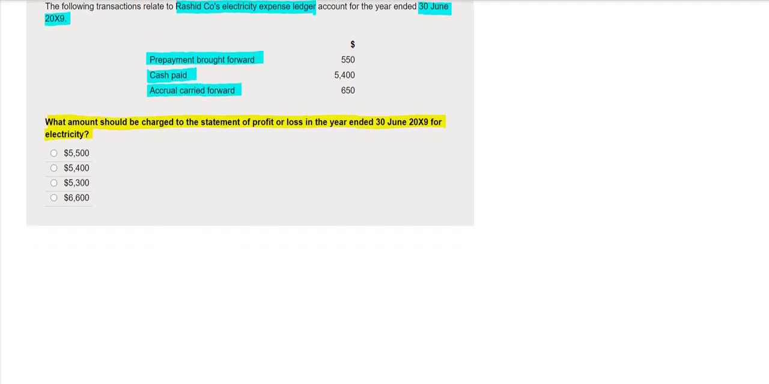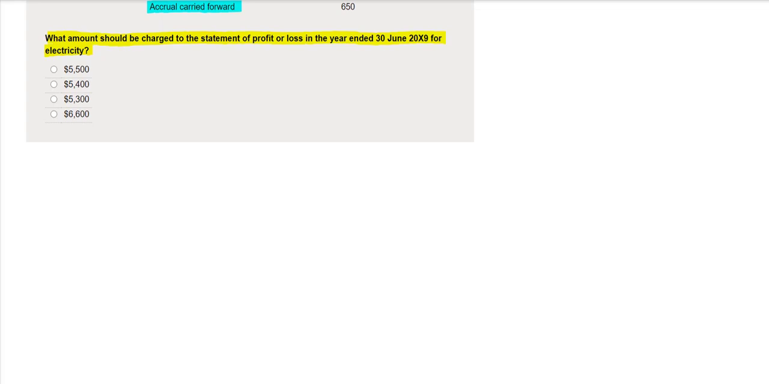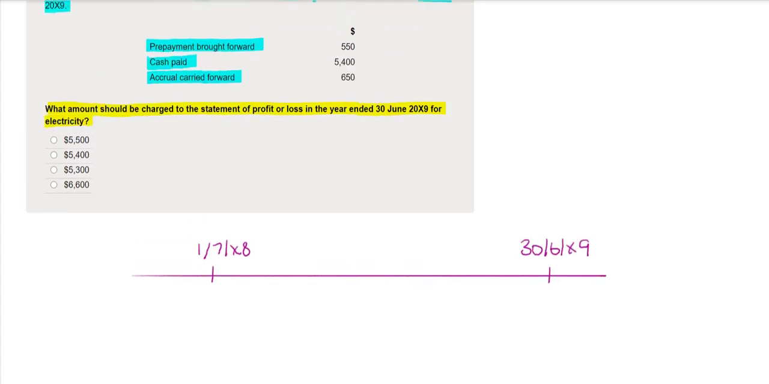To help us visualise what's going on, we can plot these transactions onto a timeline. Our year end begins on the 1st of July 20X8 and ends on the 30th of June 20X9. The first transaction we are given is a prepayment brought forward. This must have been our closing prepayment at the end of the previous year, and so therefore would be released into the expense account this year at the beginning. The prepayment brought forward would have been a debit balance, and so therefore to release it, we would need to debit the electricity expense and credit prepayments to clear the balance.